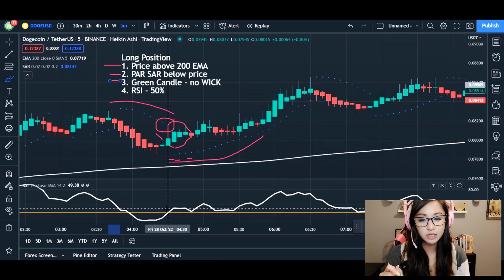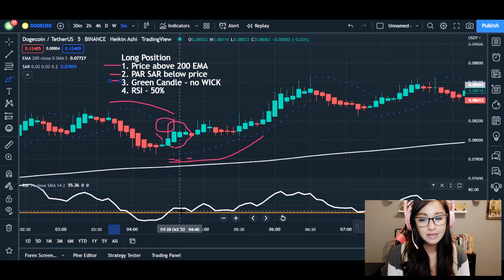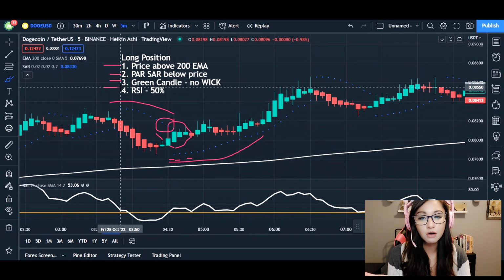If we took a position here at 49%, we may be at risk for the RSI and the price to continue to sell. That's why we need to wait until the dots are at the very bottom. Going into the first dot, our RSI was at 55%, the next one 55, and the third one 55. So we've confirmed all four rules. We are going to take a long position.